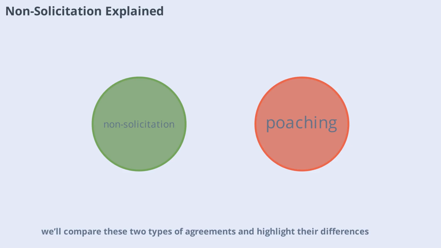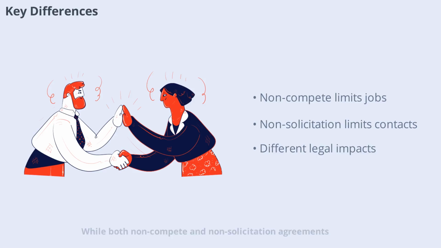Next, we'll compare these two types of agreements and highlight their differences. Both non-compete and non-solicitation agreements aim to protect a company's interests. They do so in distinct ways. Non-competes limit where you can work, while non-solicitation restricts who you can approach. The scope, enforceability, and impact on your career can vary greatly. Employers often use both to safeguard their business, but employees should carefully review each clause. Knowing the differences helps you negotiate terms and avoid unintended consequences.